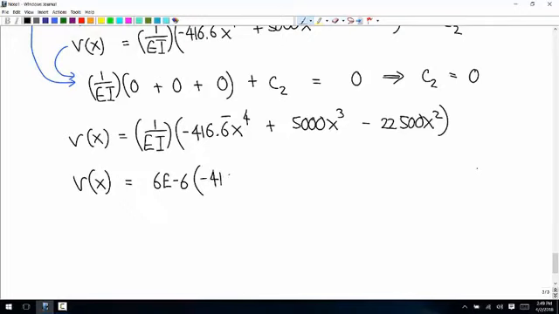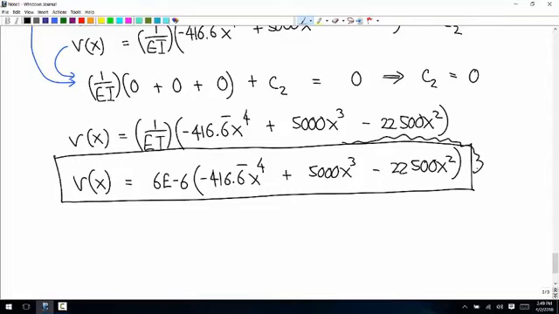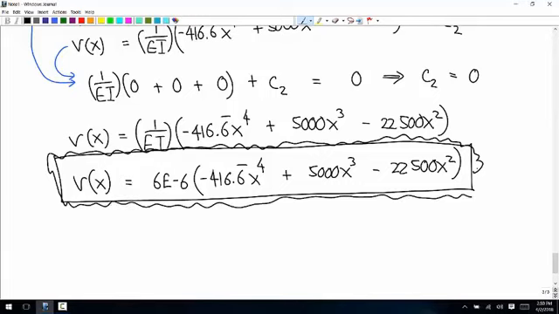So negative 416.6 repeating x to the 4th plus 5,000 x cubed minus 22,500 x squared. I'll just leave it like that, that's fine. Okay, so this is our final expression for the deflection. So that's the answer for part A.